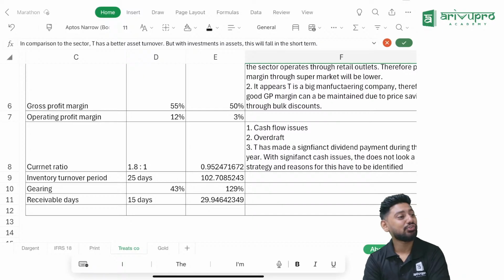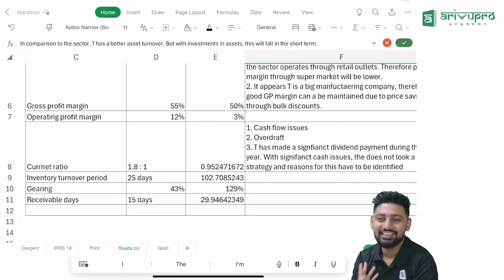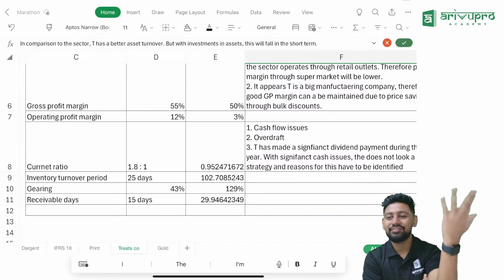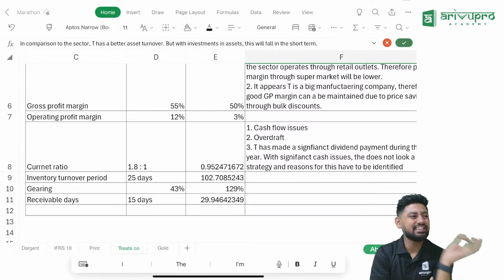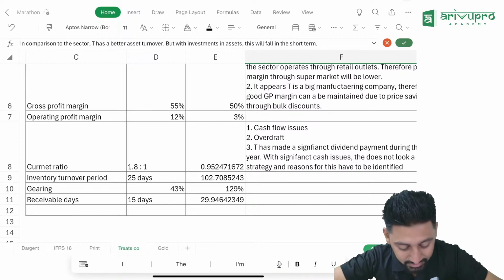My receivable days are also up. Why? Because of credit to supermarkets. With retail outlets, I get cash, right? So the sector will have cash days. So it also explains why, justifiable reasons. Understood? Okay. Shall I start answering operating profit margin? Okay.